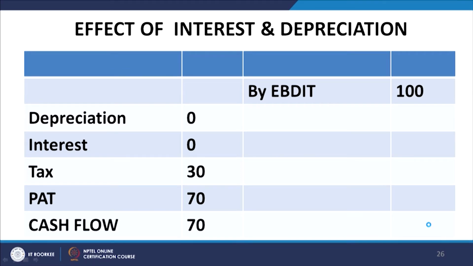Let us say the EBDIT of a firm is 100, and let us assume that to start with, both depreciation and interest are 0. Then in that case, assuming the tax rate to be 30%, what we get is tax is 30, profit after tax is 70 rupees, and the cash flow is also 70, because there is no depreciation and hence no adjustment on account of non-cash charges needs to be made. This is the situation that we start with. Okay. So, here let us recall the important features. PAT is 70, cash flow is 70, depreciation is 0, interest is 0.